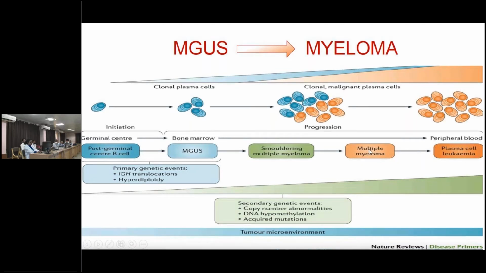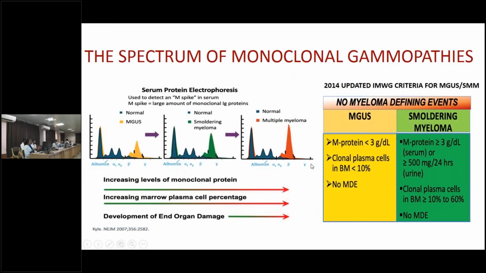And then you have the disease manifestations in the form of CRAB features, which we are all well aware of, and then the disease further progresses into plasma cell leukemia and extramedullary plasmacytomas. How do the labs see it? What is the spectrum and what happens?